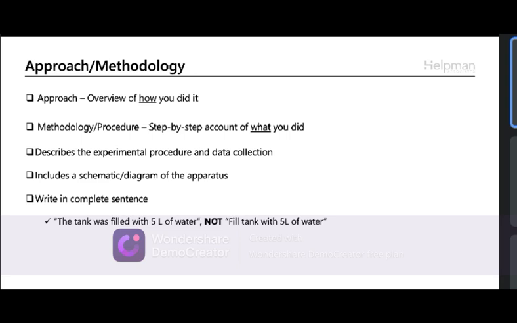Okay? And the approach in this sense, if you are writing a proposal, your approach is how you want to do it. But because you are doing output writing now, your approach is how you did it. Okay? The how that you did it. Then the second is the methodology or the procedure. That's a step-by-step account of what you did. Approach and methodology are not the same thing.